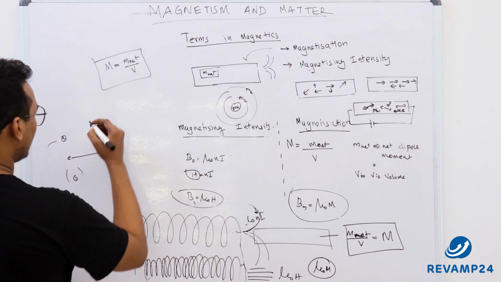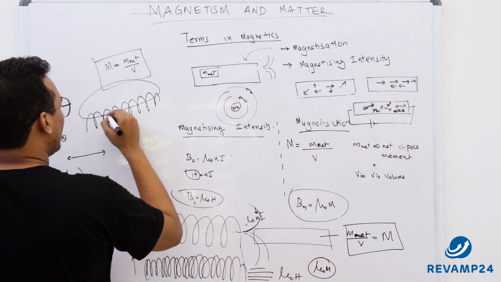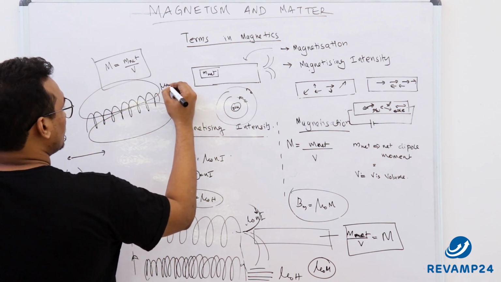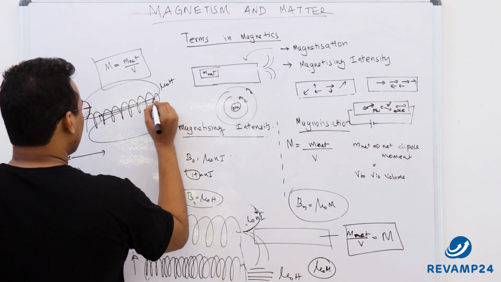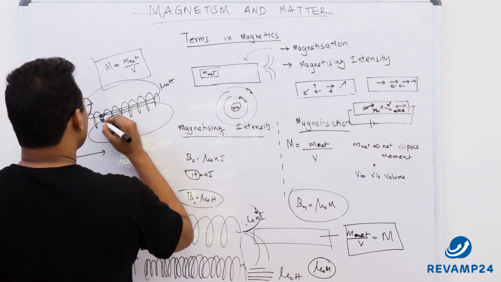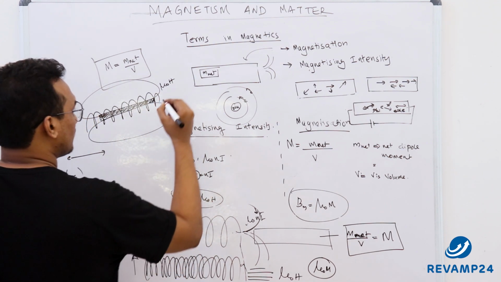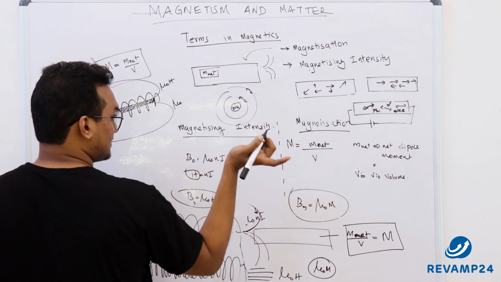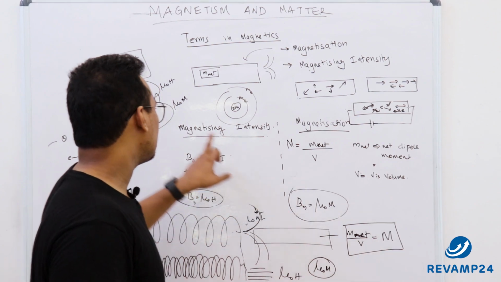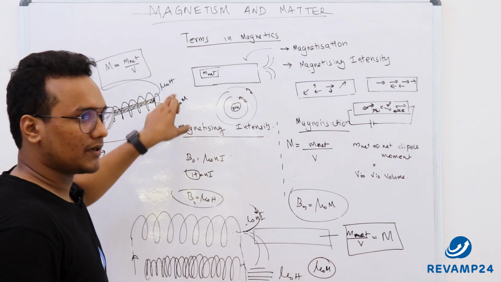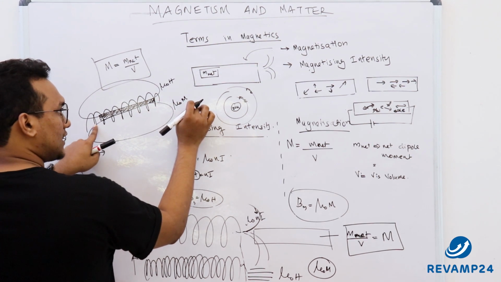Now I am going to redraw it. So for the solenoid, what is the magnetic field inside the solenoid? mu0 into H. Now when I keep a magnetic substance inside, it has got a magnetization M. The magnetic field created by the material is mu0 into M. So now this material has mu0 into M magnetic field inside.